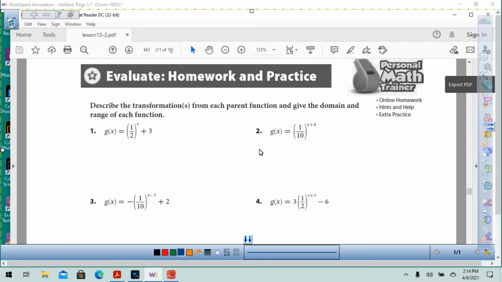Algebra 2 lesson 13.2. Describe the transformation from each parent function and give the domain and range of the function. All right, on number 1 here, if you notice, it has a +3 added to it. What that's going to be is a vertical transformation up 3 units.